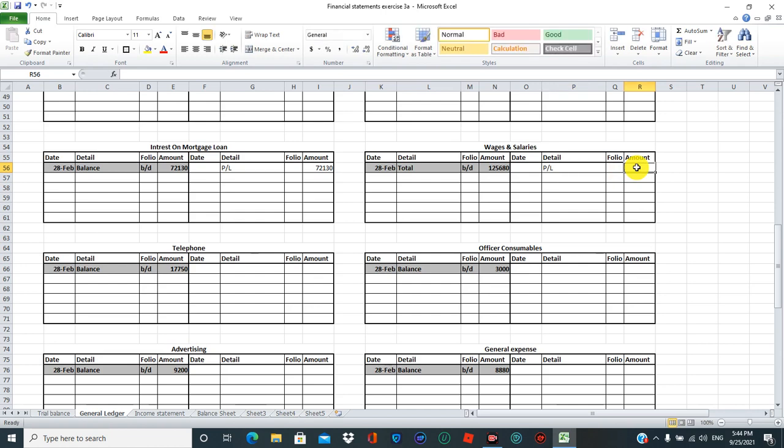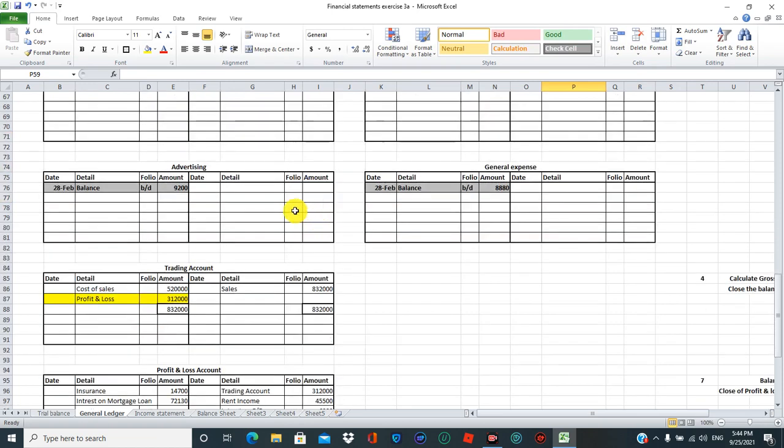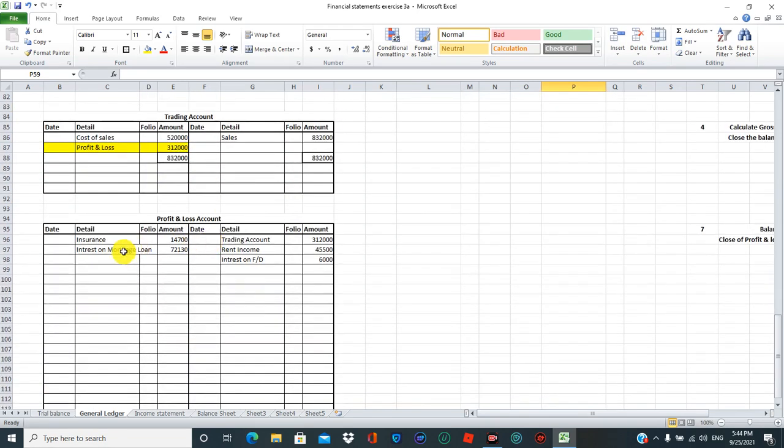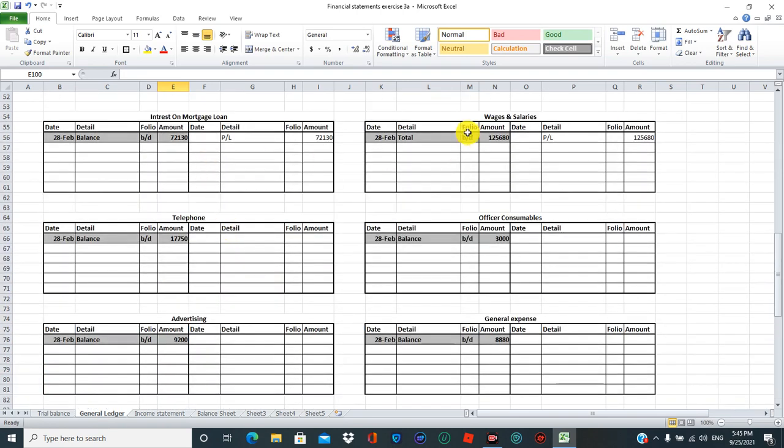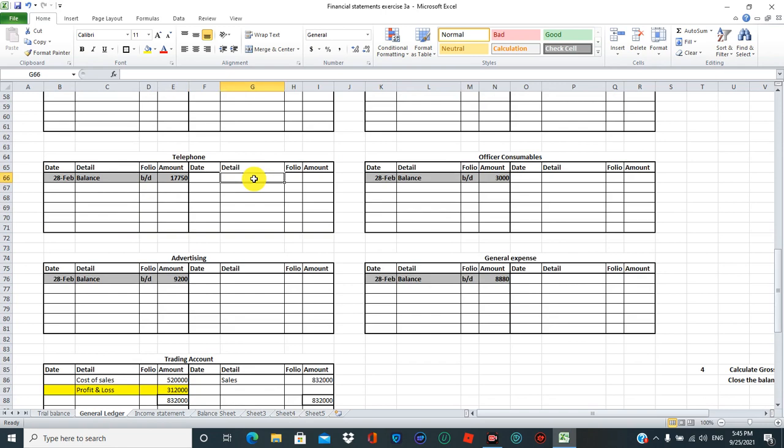Profit and loss 125680. And okay, credit side, so that goes to the debit side as well. And that's wages and salaries. Okay, wages and salaries 125680. Next one. So you just have to go through each and every one of them and just close them off to the profit and loss account.